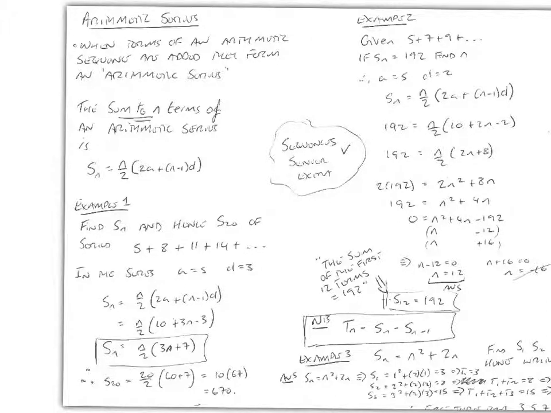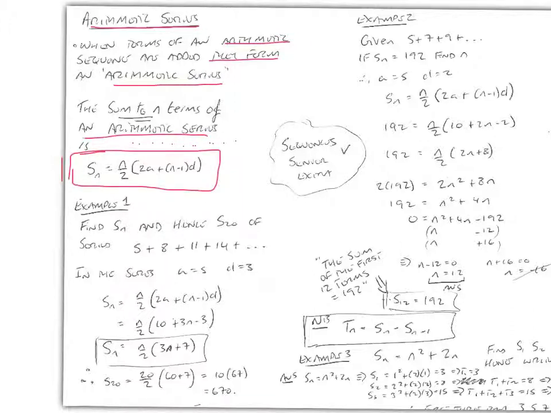So we've looked at arithmetic sequences. Now let's look at the notion of arithmetic series. When terms of an arithmetic sequence are added, they form an arithmetic series, and the sum to n terms of an arithmetic series, in other words, if we were to add up all the terms to the fifth term, is given by this formula here.